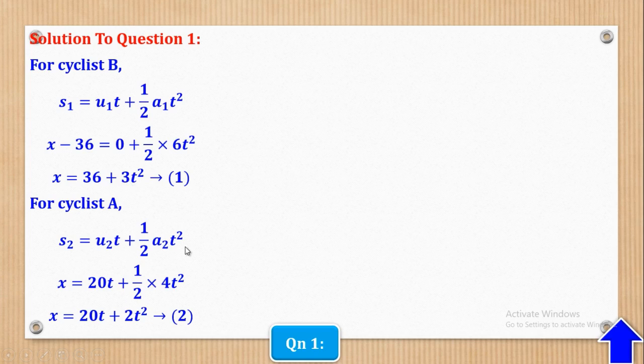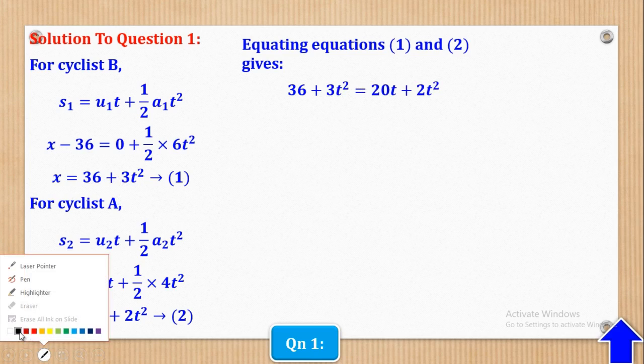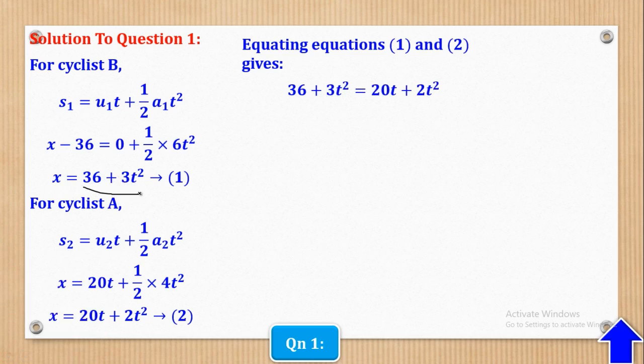So we are going to solve these two equations simultaneously. I think we realize that both are equal to x, therefore when I equate the two equations, I come up with 36 plus 3t squared, which is this, being equal to 20t plus 2t squared, which is that. So I've equated the two.